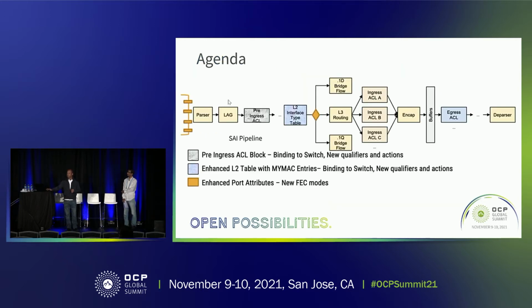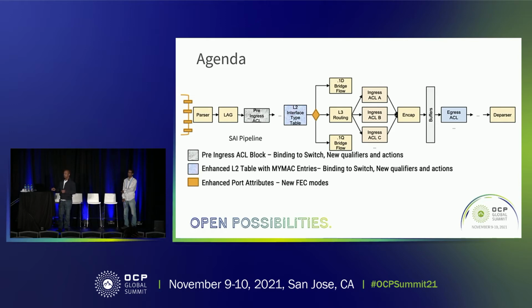This is the pre-ingress ACL stage. This is in the logical behavior of the pipeline. We will go into detail and talk about the use cases, what the use cases are, and why we have added that. And just to highlight, this is extensible. Right now, we are solving certain use cases, and if there is a need, we can always enhance it just by adding new qualifiers or actions.